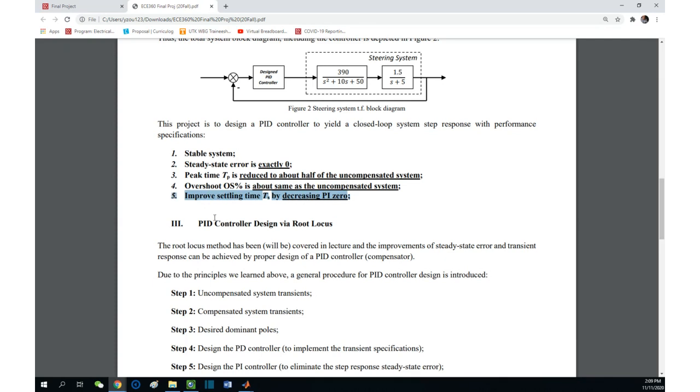And this is the only thing I remind you. You probably want to make a little bit of notes about it. Remember to do so. Okay. Decreasing the PI zero to improve the PS.